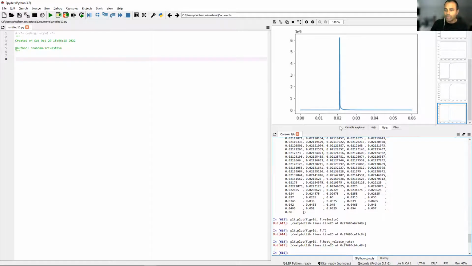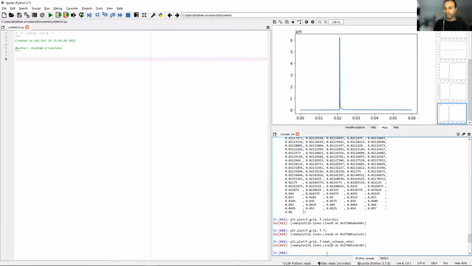So what this shows is that this exact location, this exact point is the location of the flame front. This is where all the reactions are happening. The heat is being released, and the heat release is in watts per meter cube. So this 6 into 10 power 9 is the watts per meter cube of heat that was generated at this particular point. And so as soon as the reactions happen, the heat goes up, and then it finally comes down when the reactions stop.